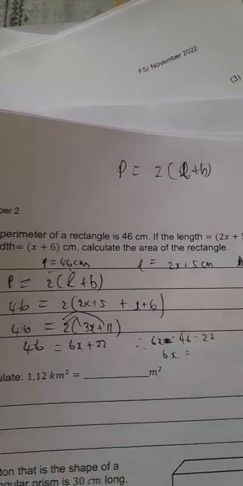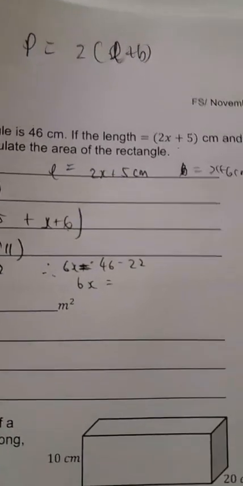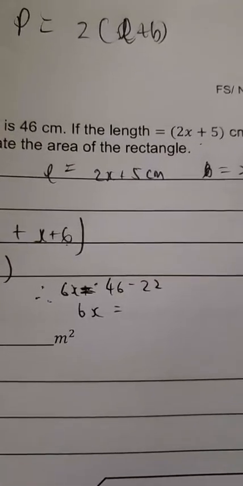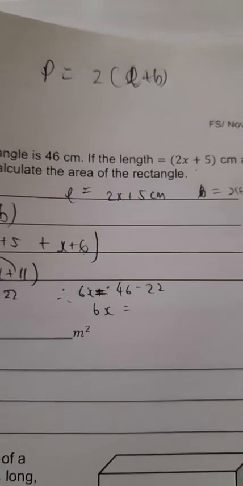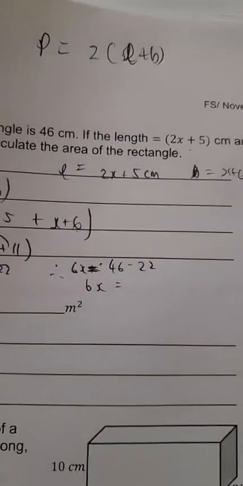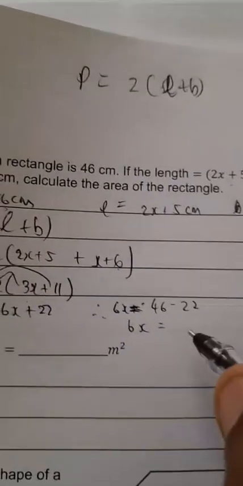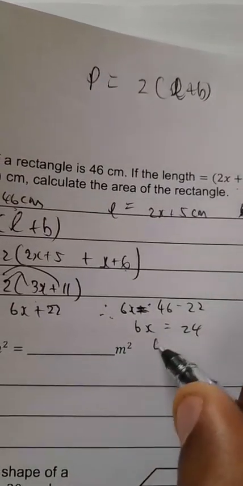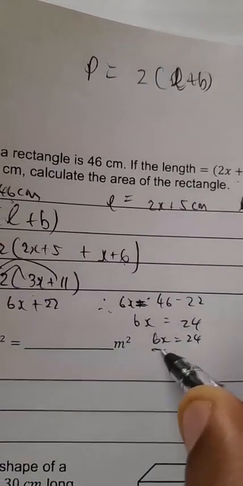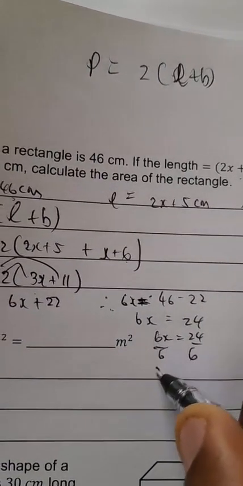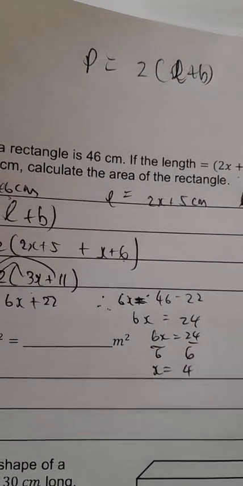And then that's 6x. What's 46 minus 22, guys? Do we know? 46 minus 22. Then we divide both sides by what? By 6. We get a nice answer, which is x is equal to what? 4.